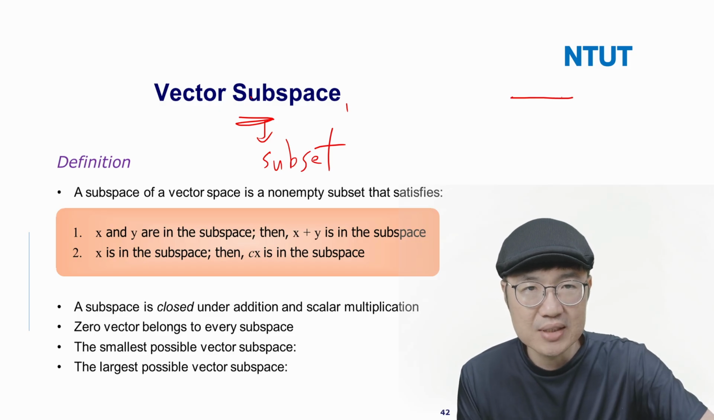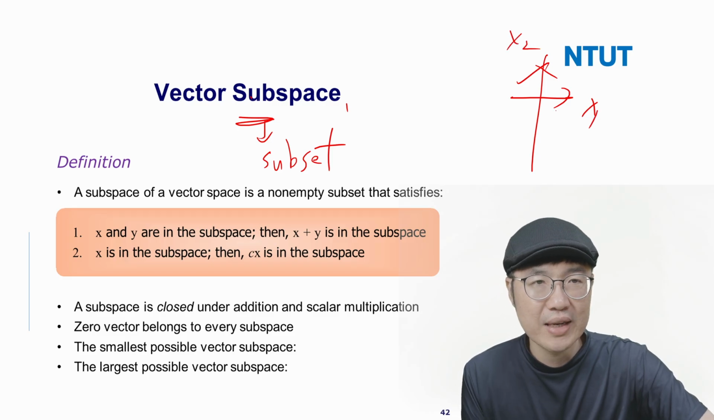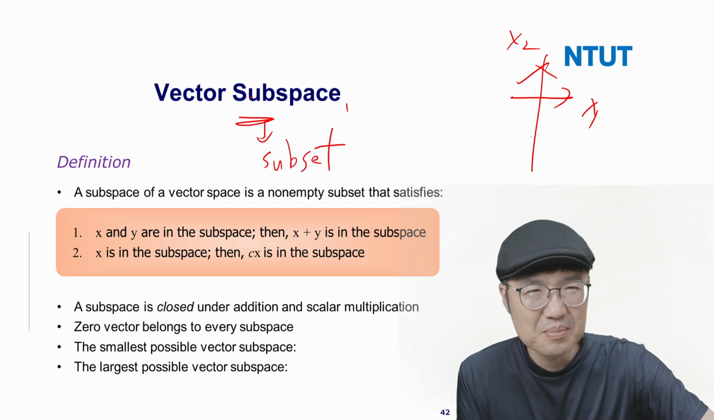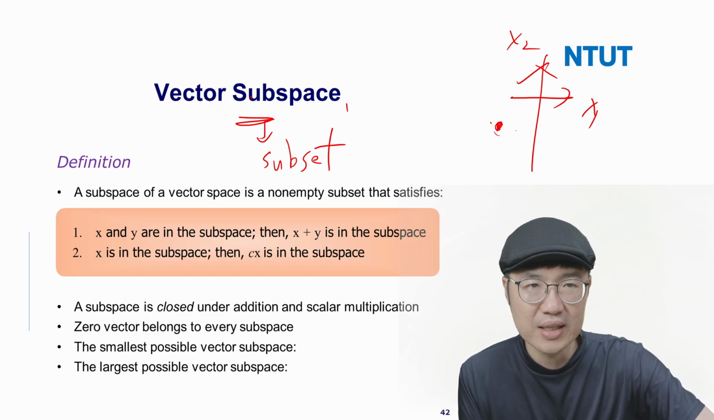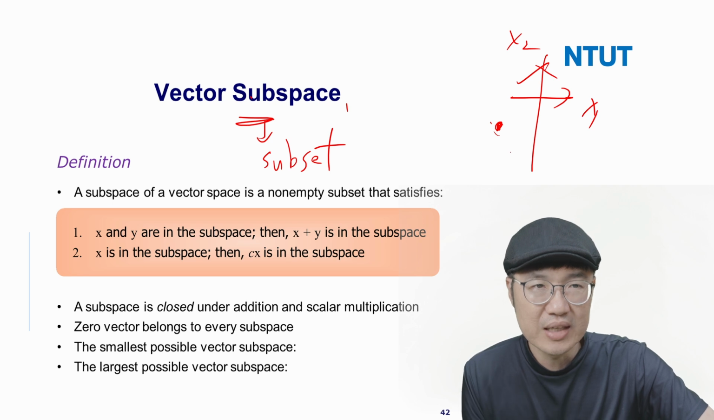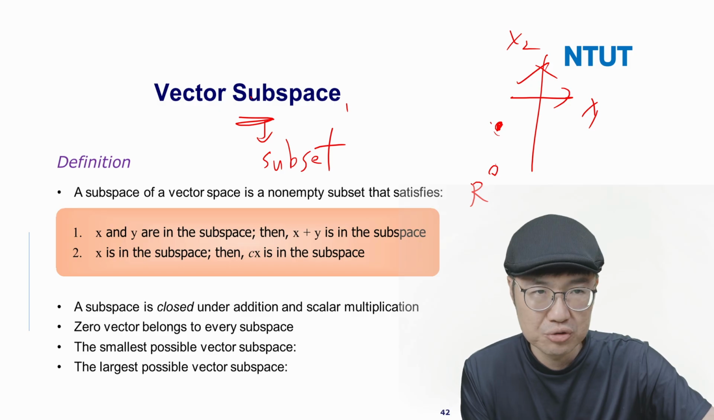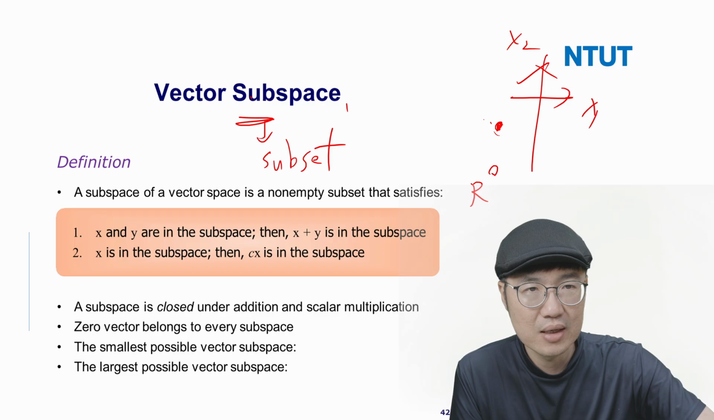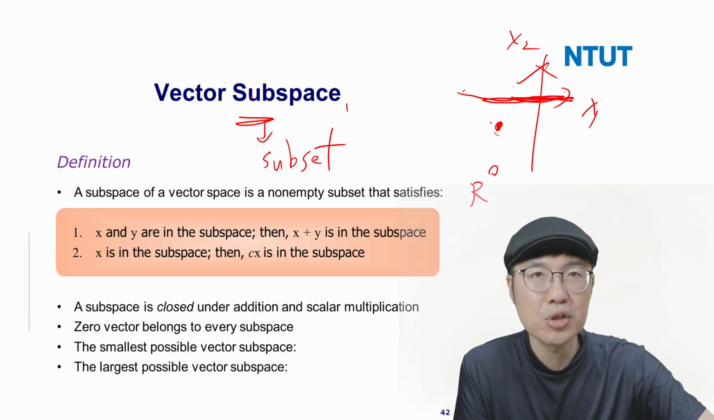An example is R2. If you have an R2, x1 and x2, there are a lot of subsets in this R2, like a dot, a point. This point is a subset in R2. It is R0, right? So R0 should be a subset in an R2 space. This line, the x-axis, x1 axis, is also a subset.